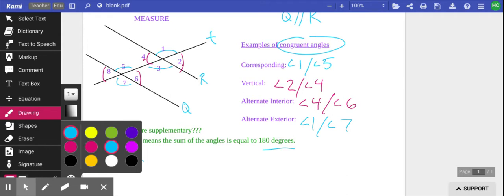So angle 1 and angle 8 should add up to 180. 6 and 5, 6 and 3, 6 and 1, 7 and 4, 7 and 2, 7 and 6. See that? Any blue angle with one of the pink angles that I've labeled should add up to 180. So basically, if they're not congruent, they're supplementary for any transversal.